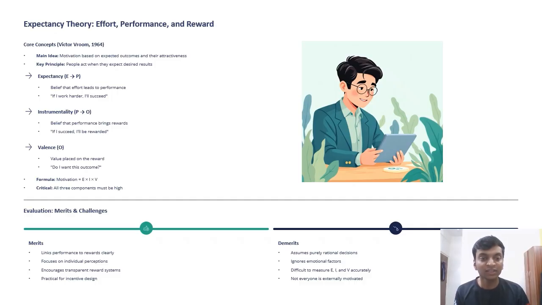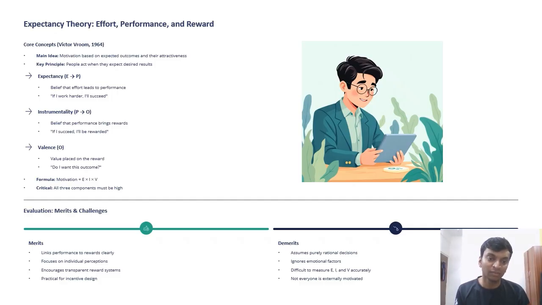This theory, made by Victor Vroom in 1964, focuses on the outcome, how the inner psychological drive that we talked about, otherwise known as motivation, comes thanks to the outcomes being clear in a person's mind. People act when they expect these desired results only. Let's talk about three aspects here. Expectancy: belief that effort will lead to performance. It means if I work harder, I'll definitely succeed in my goals and be in the position that I want to and achieve my goals.